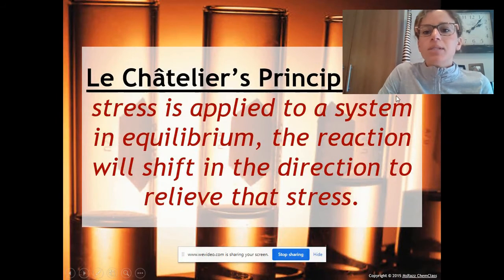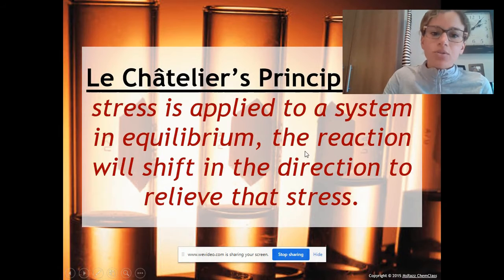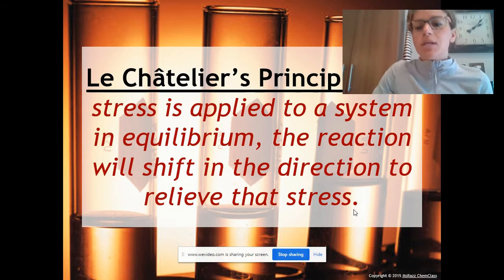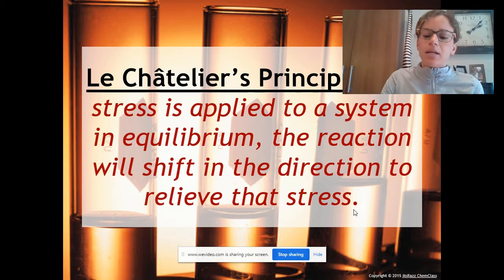So Le Chatelier's principle states that if you apply a stress to a system in equilibrium, the reaction will react or shift in a direction to relieve that stress. Just like when your body is in balance and in equilibrium, and let's say you get really bad sleep one night, you are going to react to that stress to your balance by sleeping in more or taking a nap later that day. So that's just an analogy.